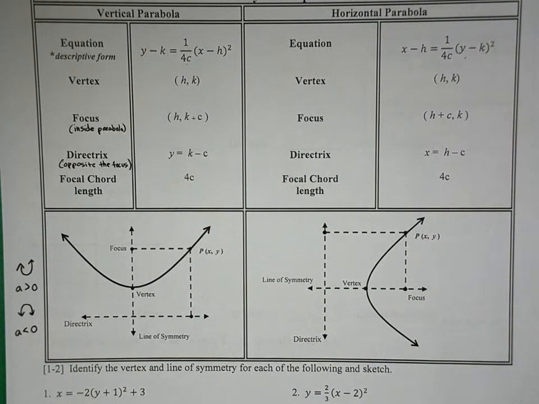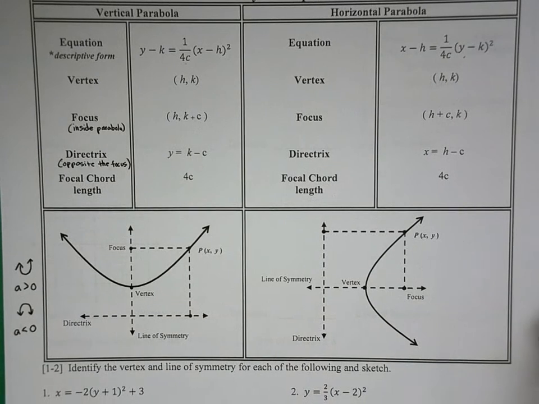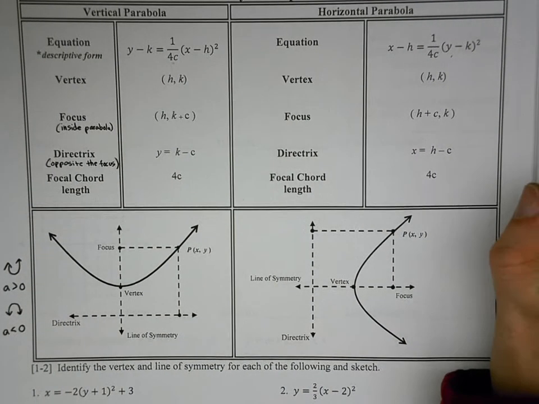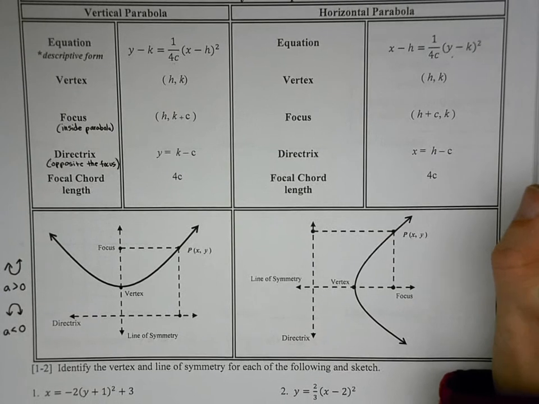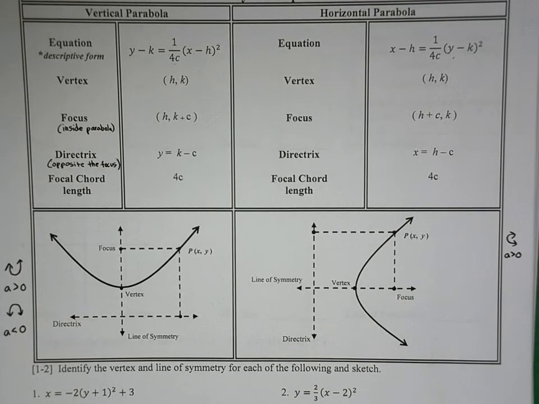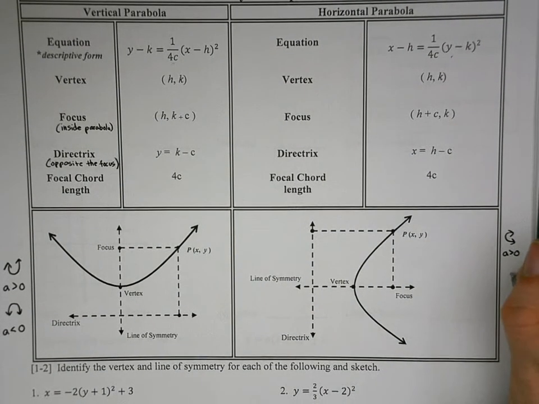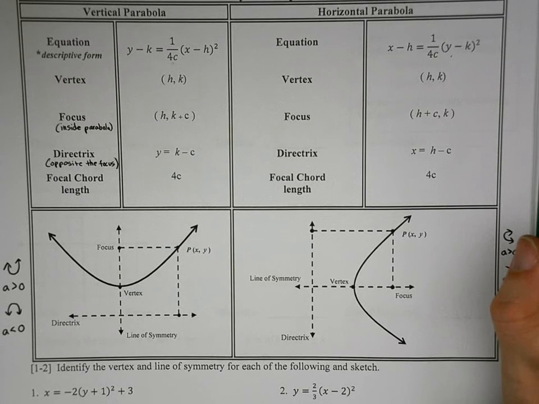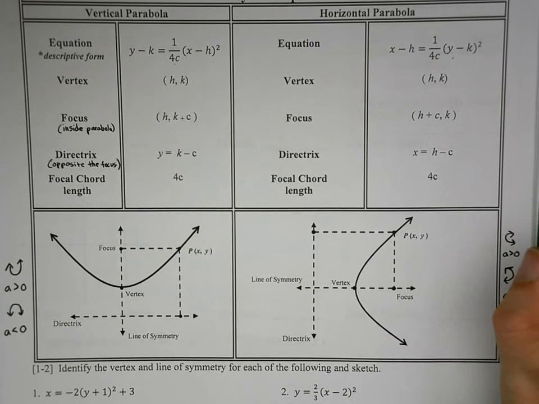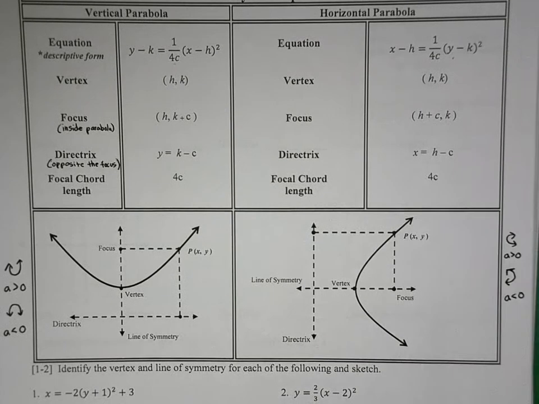It's a similar thought process with the horizontal. If my A is positive on a horizontal, that causes my parabola to go right, because right is the positive direction for the x's, just like up is the positive direction for the y's. And if my parabola went left, that would mean that my A, or again my 1 over 4c, is negative.